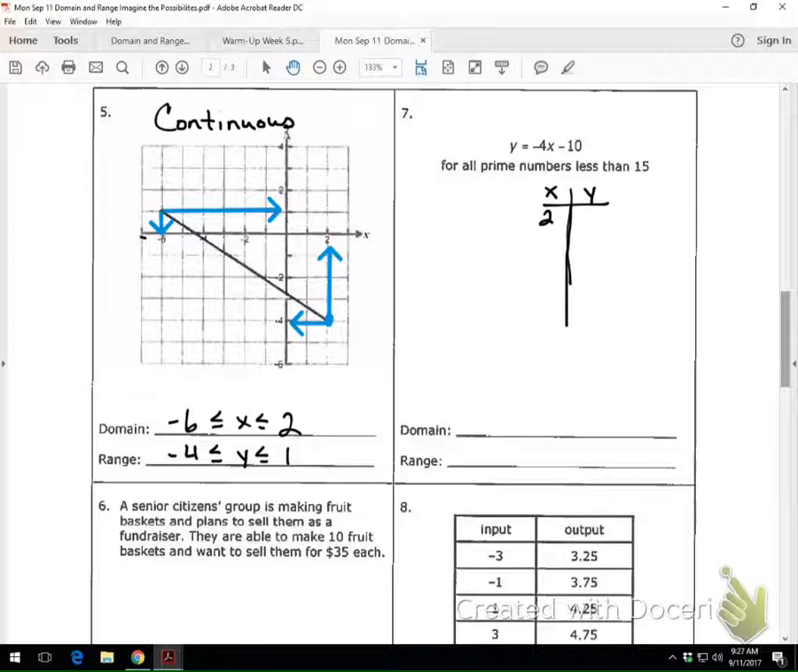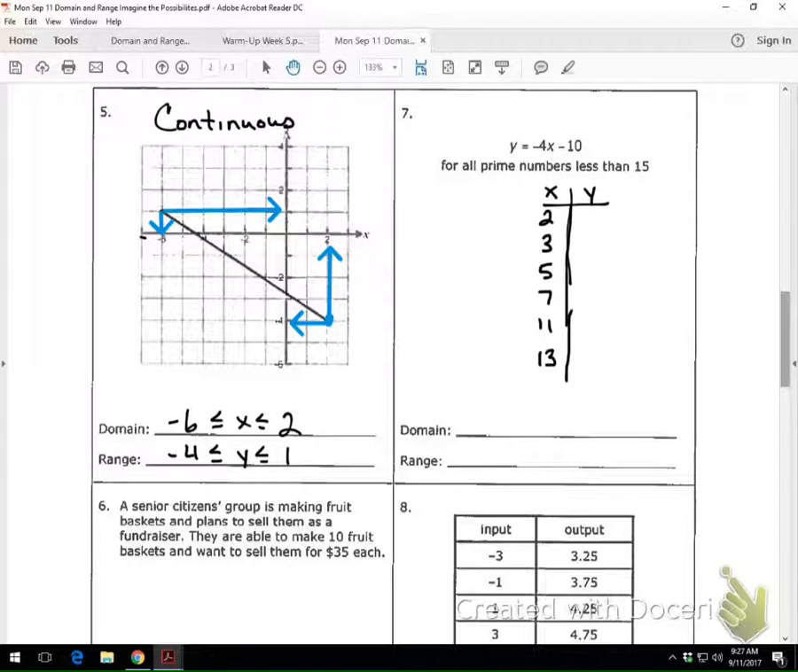Okay, what's our next one? 3. What's our next one? 5, perfect. What's our next one? Good. Next one? Not 9, because for 9 you've got 1, 3, and 9. 11, perfect. And 13. That's it, right? Because it says less than 15. So we don't have to put 15 in there because 15 is not prime anyway.